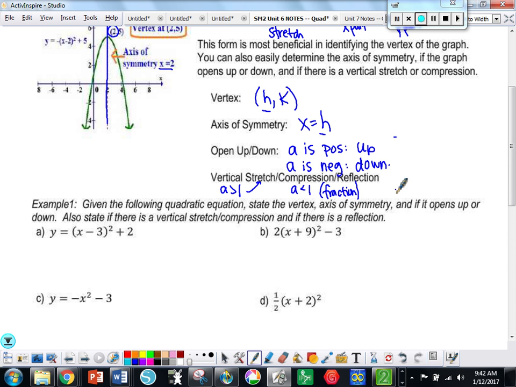And if A is negative, I'm going to say that it's been reflected. So opening down and reflected are kind of the same thing. I'm taking the parabola and I'm flipping it down, that's a reflection. You've probably heard that word before, right? When you did, probably in secondary 1, maybe in math 8, I'm not sure.